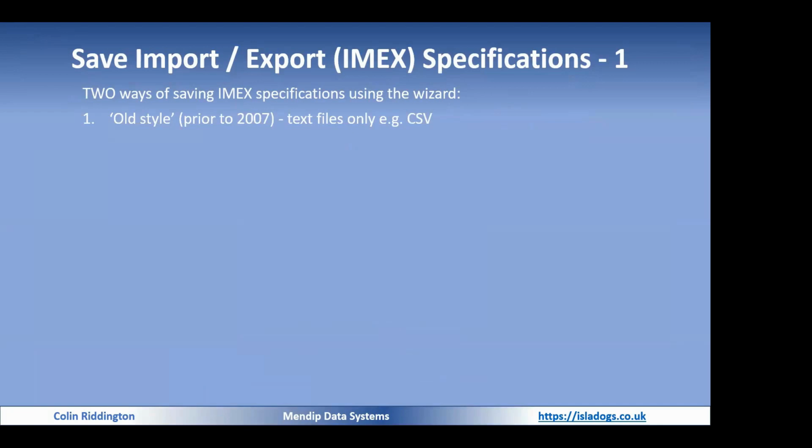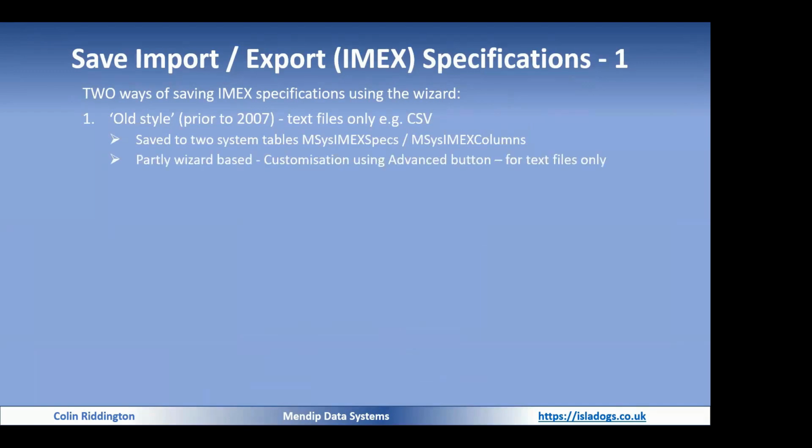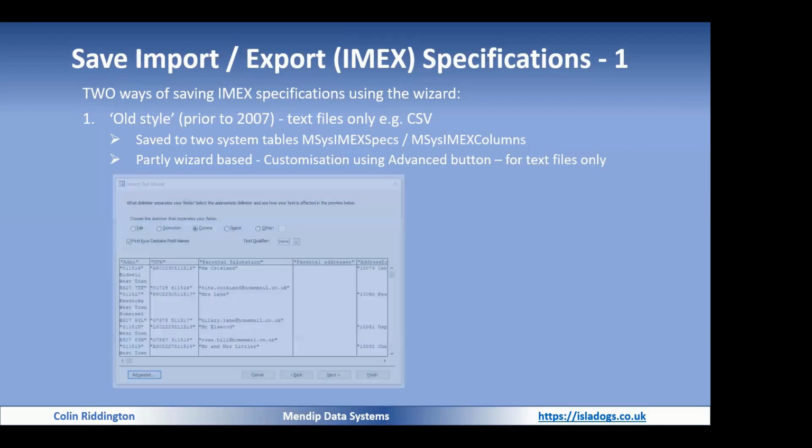Prior to 2007, it's still available, and it was for text files only, including things like CSV files. And if you use that method, you saved the specification to two system tables, MSys IMEX specs and MSys IMEX columns. These days it's partly wizard based. If you decide that you actually want to use the old method, you have to customize the wizard using the advanced button, and as I said, that's available for text files only.